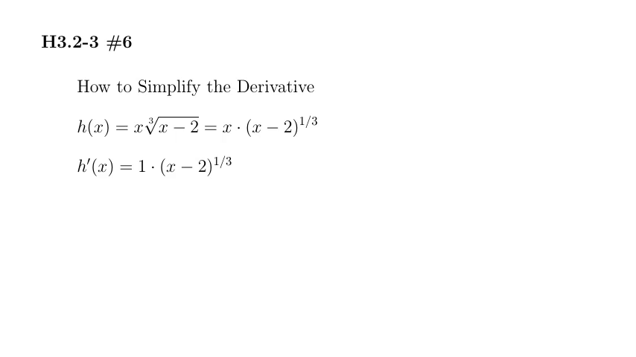The first guy is x. Oops, sorry, I messed that up here. So the first guy is just x times the derivative of the second. We're going to bring the 1/3 in front. Then we keep exactly the same inside function, so we have x minus 2. Then the power rule: subtract 1 from 1/3. So 1/3 minus 1 is negative 2/3.